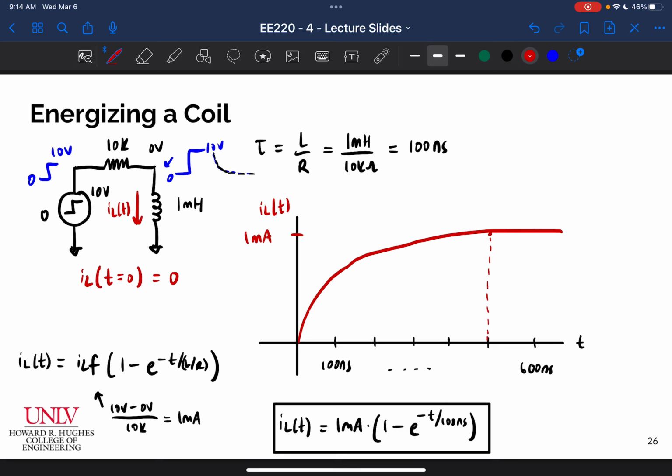If I was interested in finding the current at 100 nanoseconds or at 200 nanoseconds, I could take this value for t and plug it into this equation. Whatever this equation spits out would be the value of my current at that time t. That'll pretty much do it for this example. In the next video, I'll solve another quick energizing a coil example.